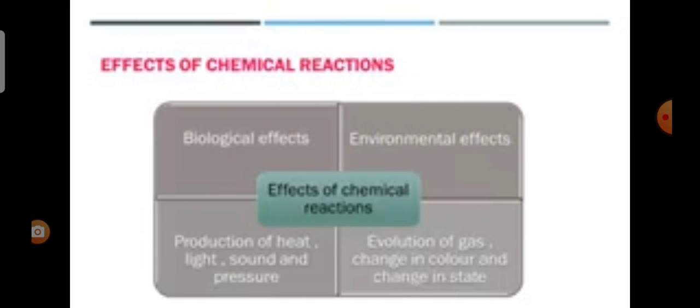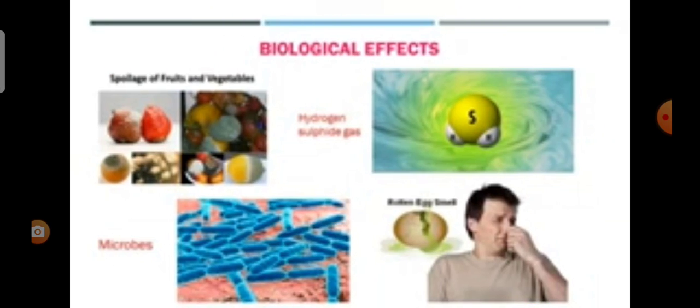Effects of chemical reactions. When chemical reactions take place, there will be production of heat, light, sound, pressure, and also many other effects. Now we see about the biological effects. The first one is spoilage of food and vegetables. Food spoilage may be defined as any change that makes food unfit for human consumption. The chemical reaction catalyzed by the enzymes results in the degradation of food quality in the form of development of bad taste and color, deterioration and loss of nutrients.